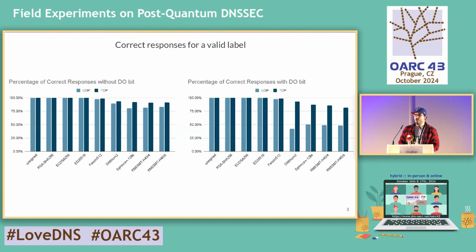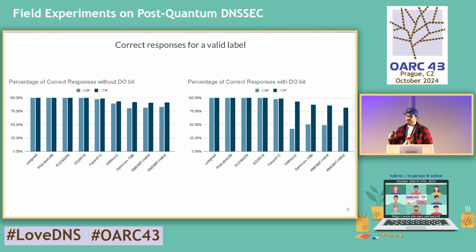What these graphs show are essentially the correct responses, not necessarily no error RCODEs, but does the return code make sense? Does the answer section have an answer that makes sense? On the left, we have without the DO bit set, and on the right, we have the DO bit set. And what you more or less see is that classical crypto behaves as you would expect. We filtered for resolvers that could handle classical crypto as a sanity check.